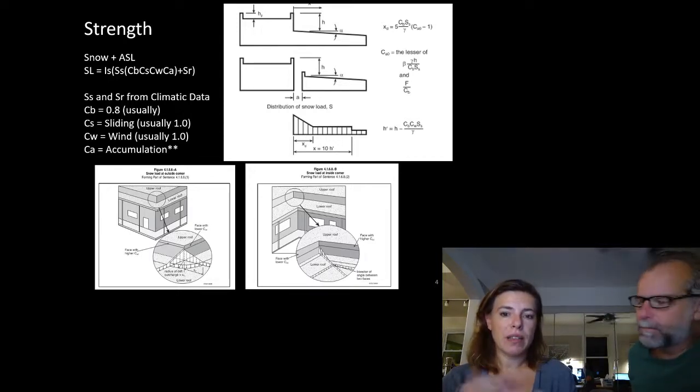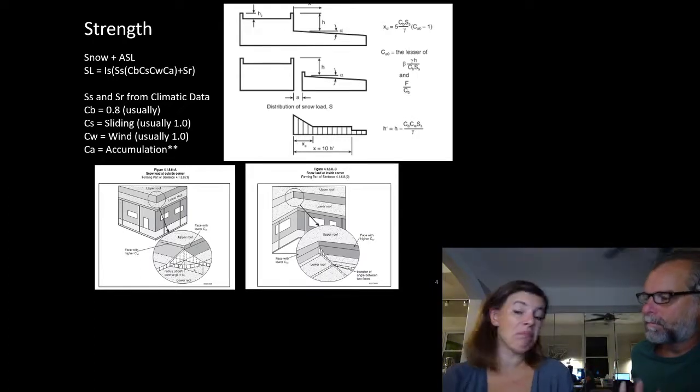But when owners say this is ridiculous, why is it so high? You can say, yeah, it's ridiculous, but you don't want to come out of your 1 in 50-year snowstorm to a collapsed canopy in front of your door.